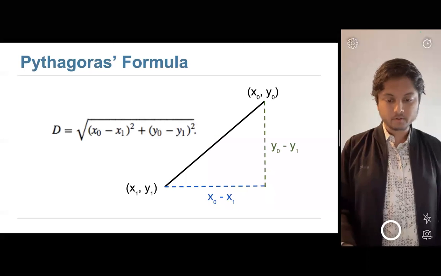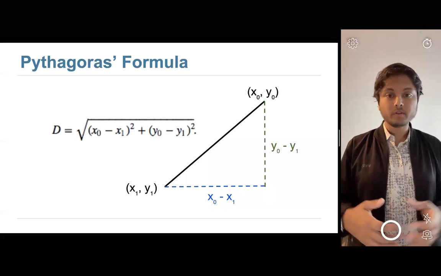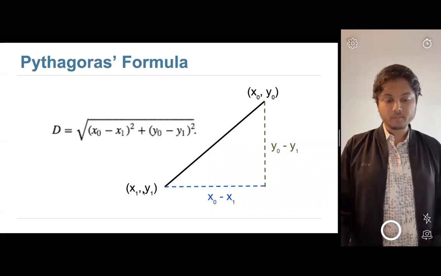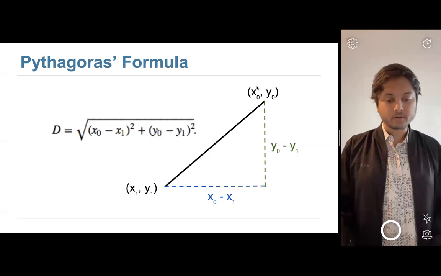So here's distance. We'll go over this right now. In 2 dimensions, this is how you calculate distance. If you have some point x0, y0, and you're trying to find the distance to another point, x1, y1.